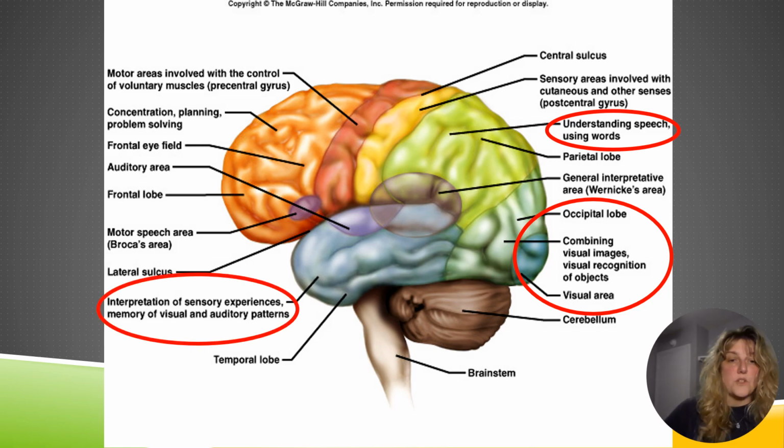You have interpretations of sensory experiences of visual and auditory information that takes place in the temporal region. And there's your hearing, so it's right there again in your temporal. And then you have problem solving, concentration, planning. All of that is taking place up here in the frontal lobe. So those are the big things that we need to recall.